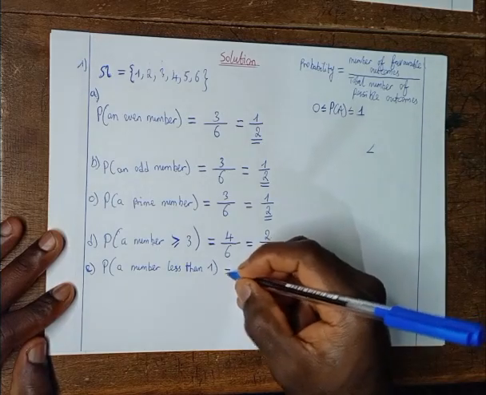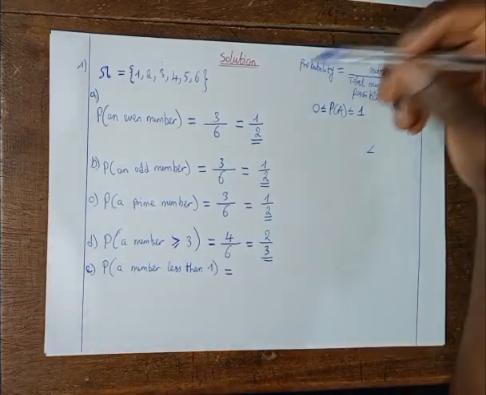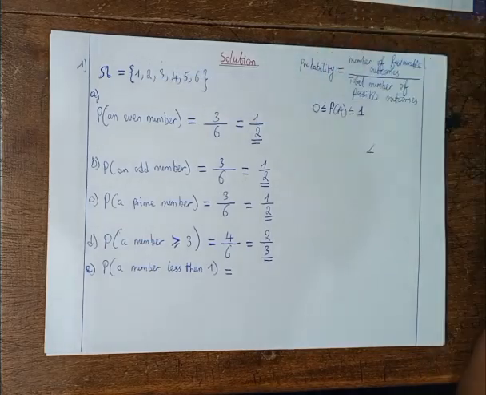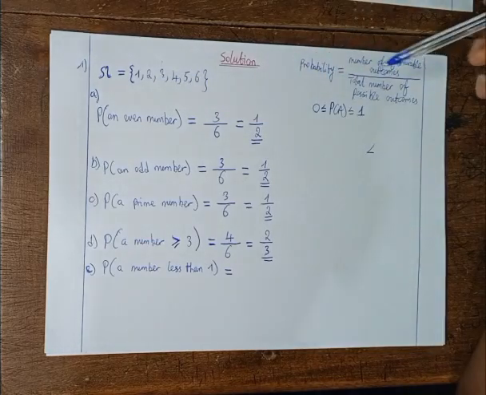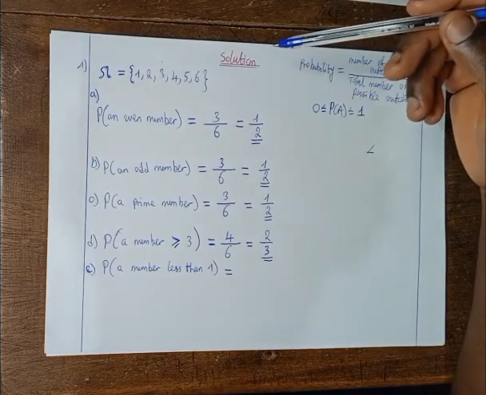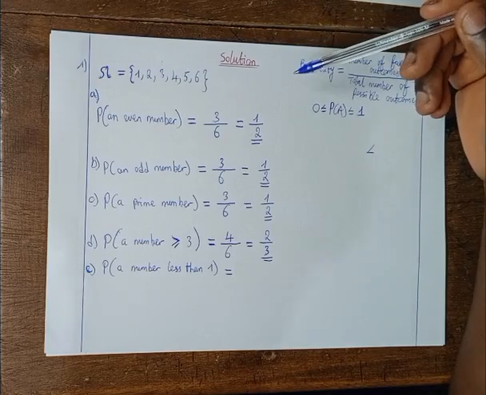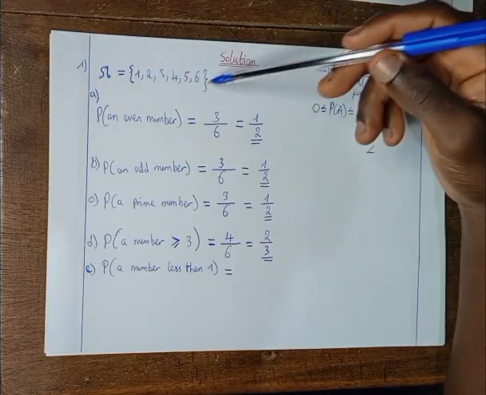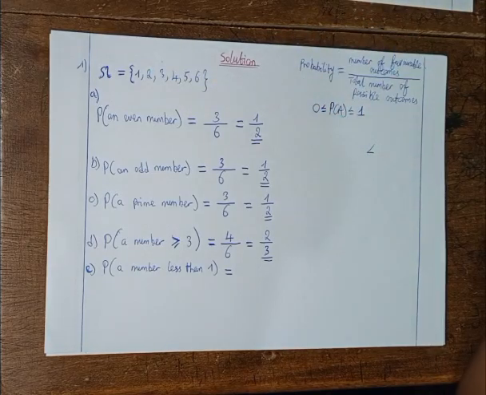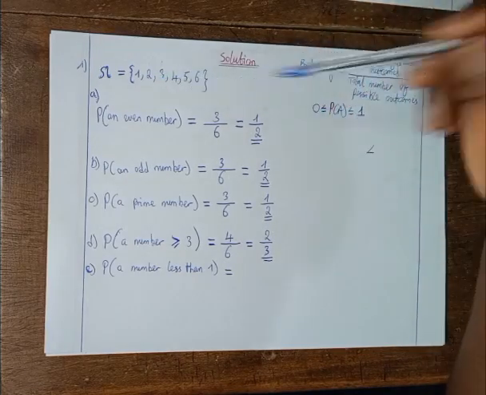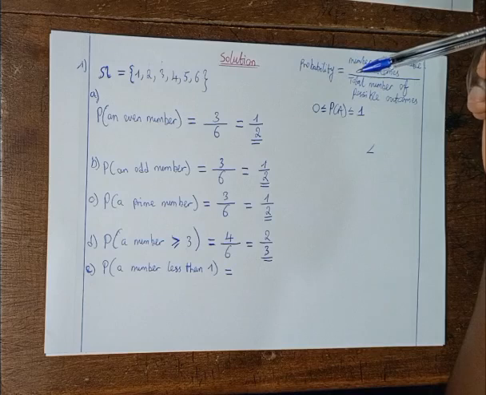It will simply be equal to, we are going to look at our sample space to see if we have any outcome which is a number less than 1. Looking at this sample space, we have no outcome which is less than 1. That means 0, -1, -2. We have none of such outcomes in this our sample space.